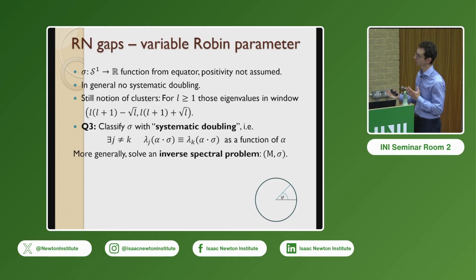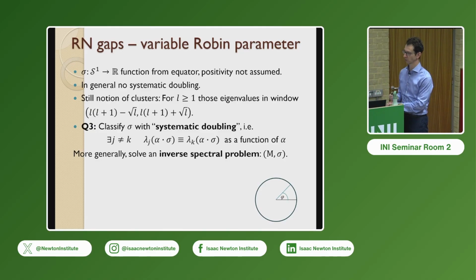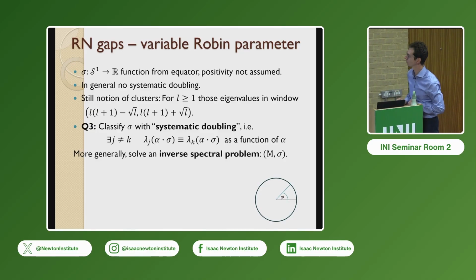And in this case, in general, there is no systematic doubling. We had this systematic doubling for sigma constant, and that was a feature of separation of variables. But in general, there is no separation of variables. And by the way, I should have mentioned, the variable sigma case is joint work with Alexander Pushnitsky. When I state the result I'm going to mention his name, but maybe I should have mentioned it already here.